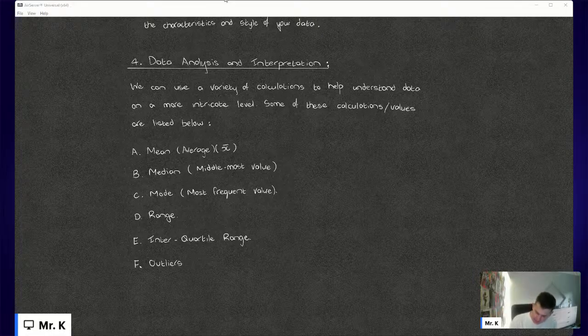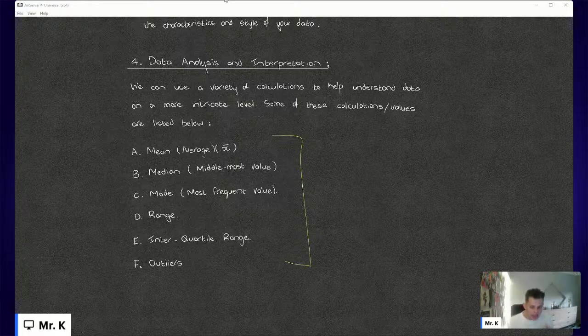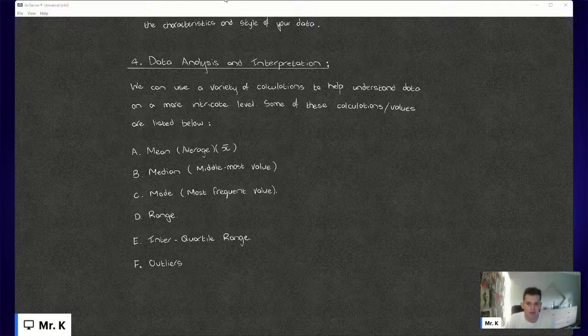A lot of people see data handling as just this section, just being able to calculate mean, median, mode, range, and so on and so forth. But in reality, it's a lot more than that. When a teacher asks you to draw a graph, they are testing your understanding or your ability to use the correct style of graph or data representation based on the data that you are working with.